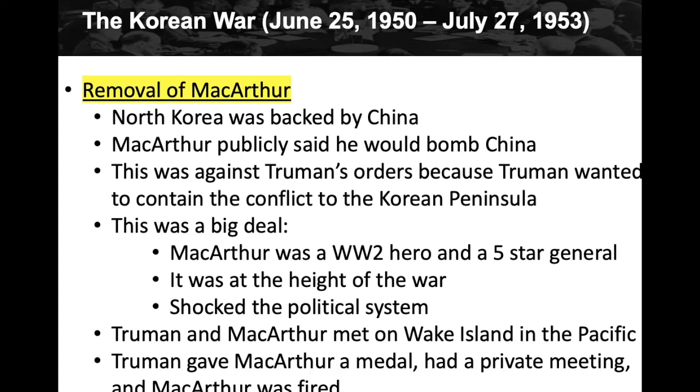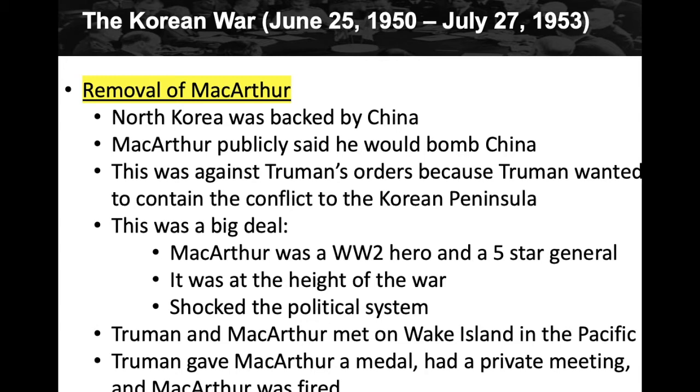We have the removal of General MacArthur. North Korea was being backed by China. MacArthur publicly said that he would bomb China, but this was against Truman's orders. In fact, Truman said we're not going to bomb China, because Truman wanted to contain the conflict just on the Korean peninsula. And so you have your top general saying I'm going to have China be bombed, and yet the president says no, we're not.